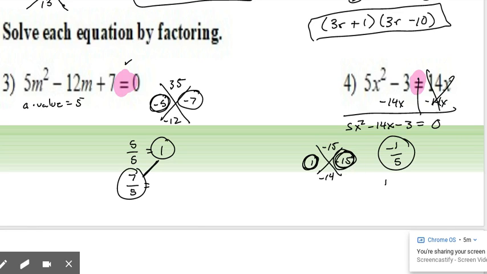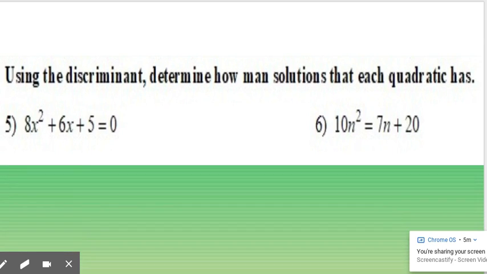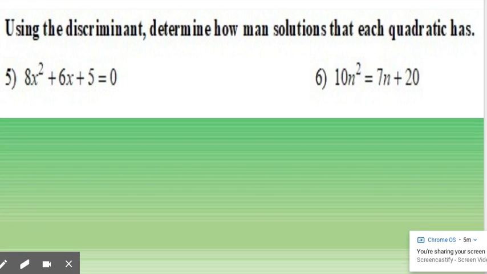Opposite divided by the a value. And I have my two answers right away. Okay. Let's do one more quick set for what we did last week.